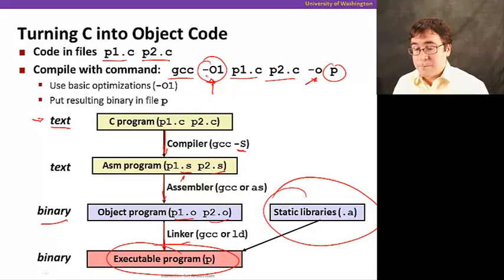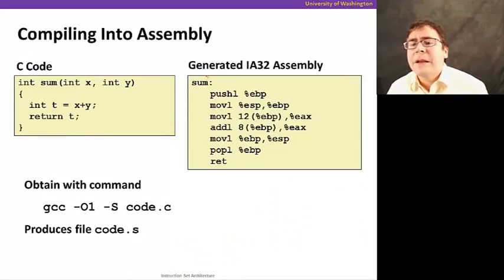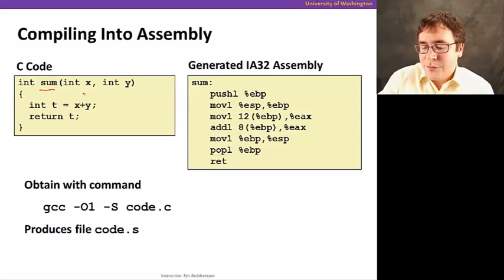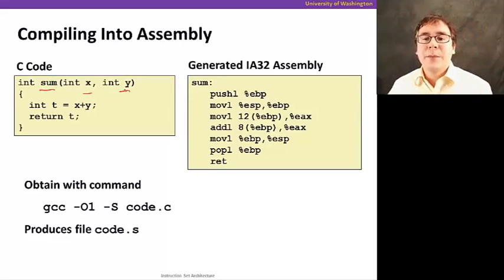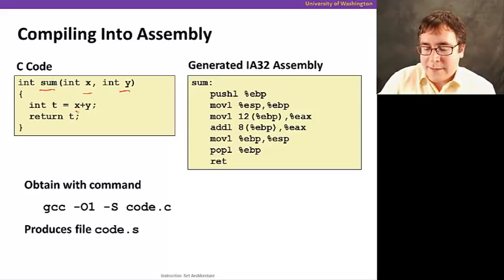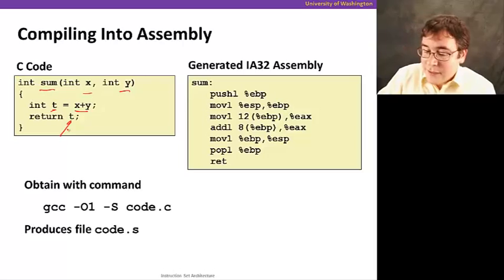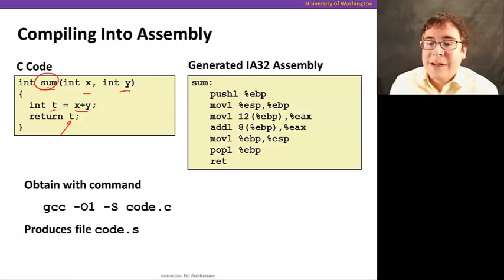Okay. So let's see one example of a translation from C to assembly. Here we have in our C code a very simple function, sum, that takes two integers as input, x and y, adds them, puts the result in a variable called t, and then returns t. So that means when you execute sum and you pass the parameters, it's going to return the sum of those two values. And sum is the name of the function.